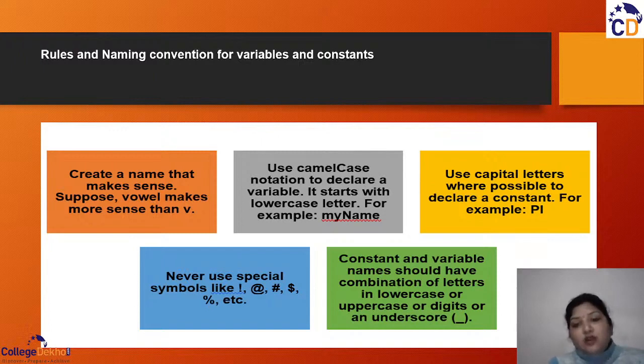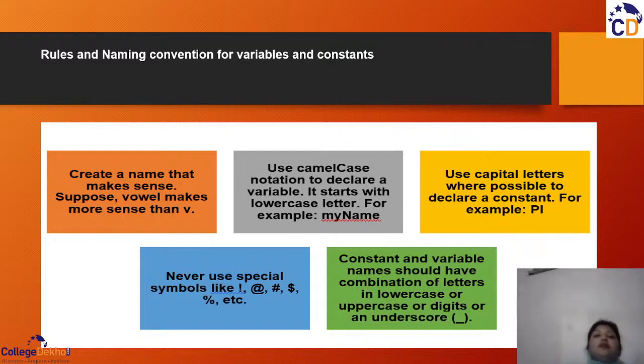Let's move to the next rule. Constant and variable names should have a combination of letters in lowercase or uppercase, digits, or underscore. I told you a number of times: while defining an identifier, you may take lowercase or uppercase characters. It may include digits and it may include underscore. You can start with an underscore, but you cannot start with a digit or a number.